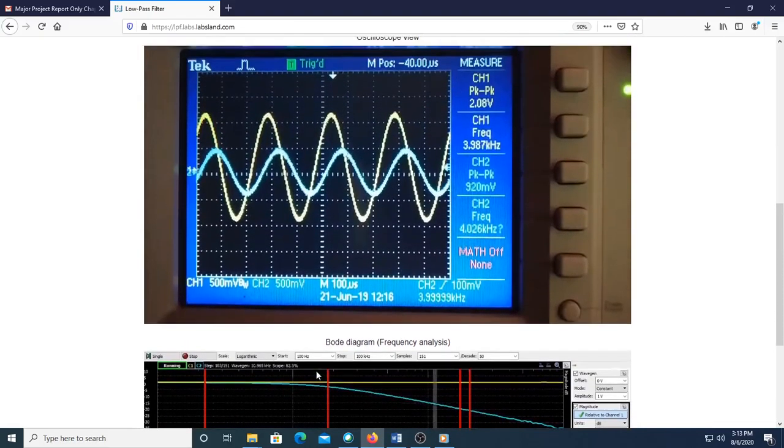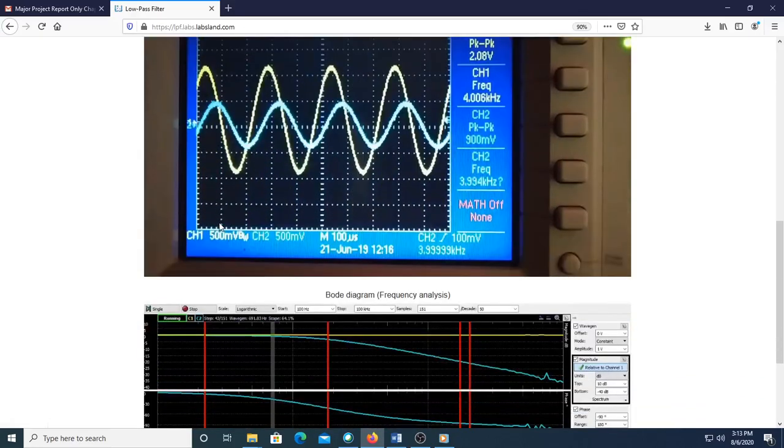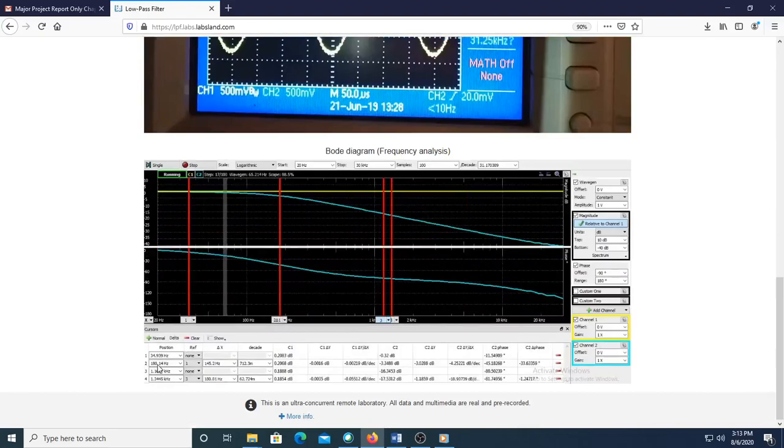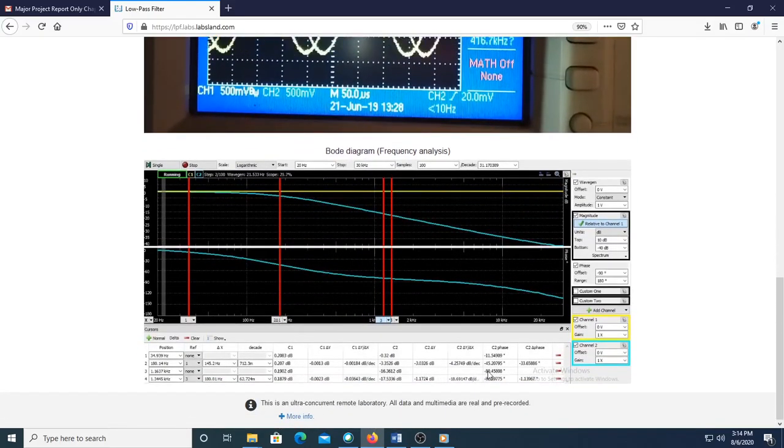If the value of resistor is changed to 10 kilo ohm, passband gain measured at 34.9 Hz is again almost 0 dB and the cutoff frequency is 180 Hz against the ideal value of 159 Hz. The roll-off of the filter is minus 18.69 dB per decade. It's also noticeable that the phase difference between output and input signal in the passband is close to 0 degree, and at the cutoff frequency it is minus 45 degree.